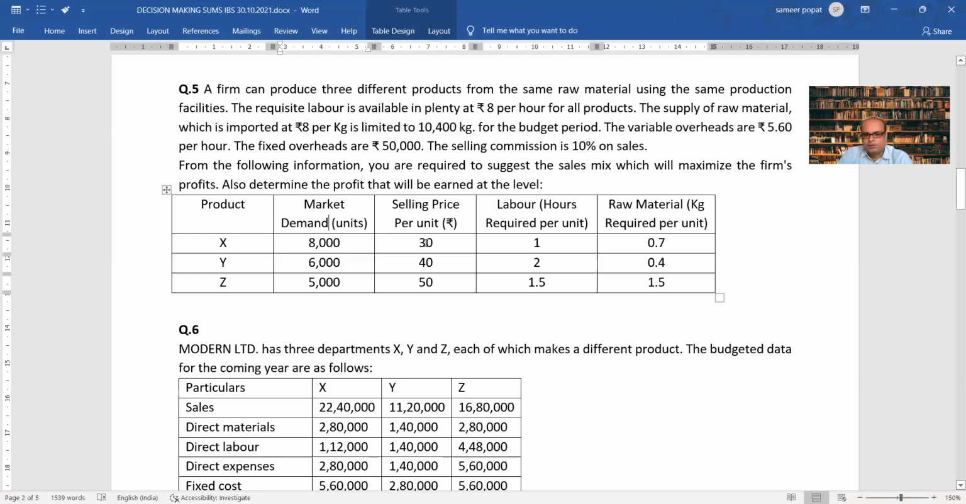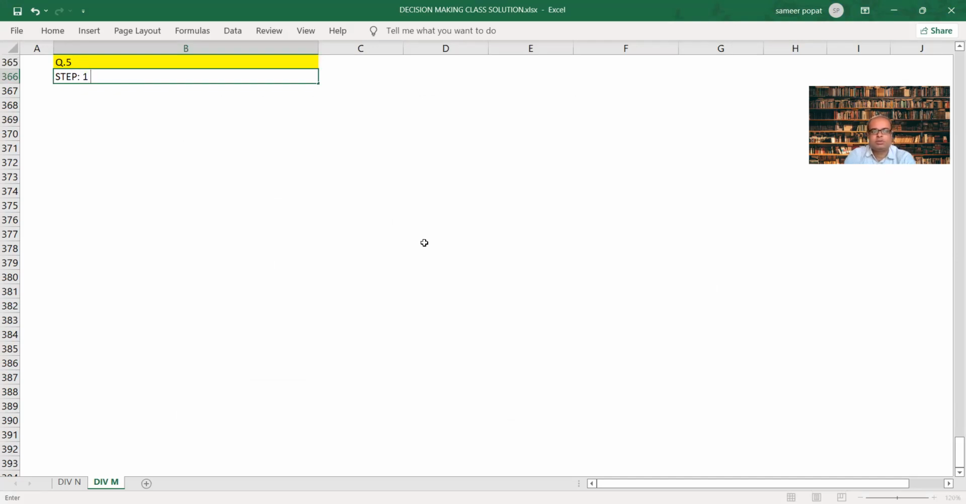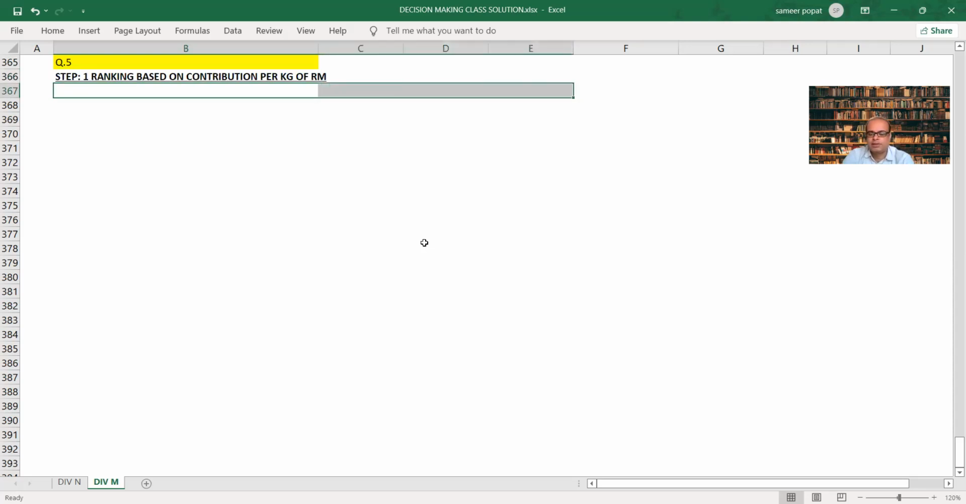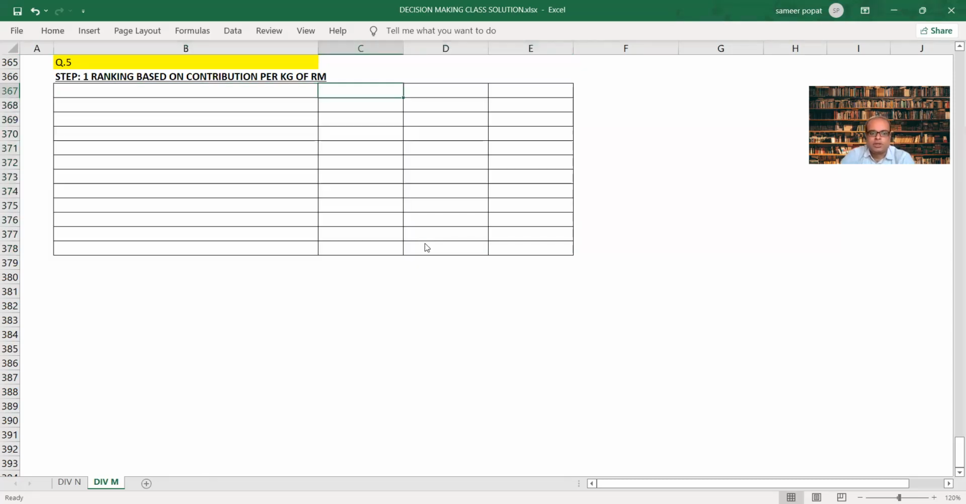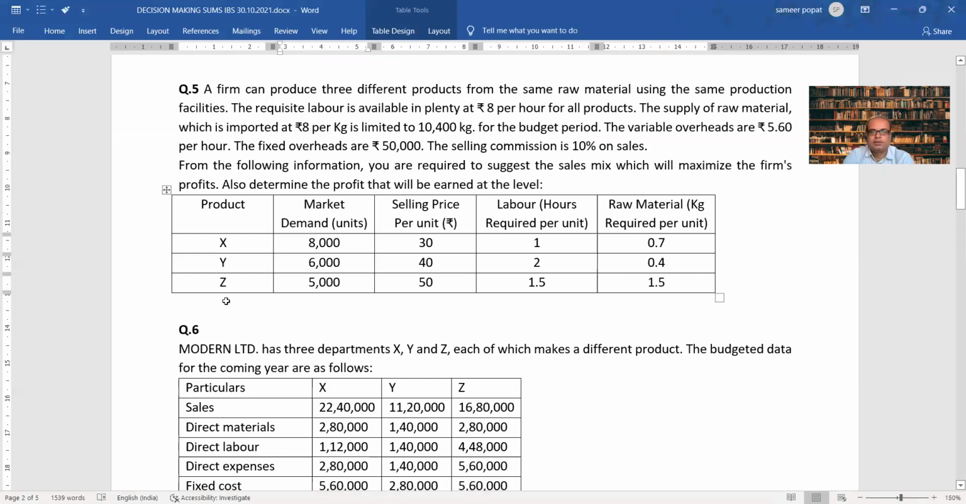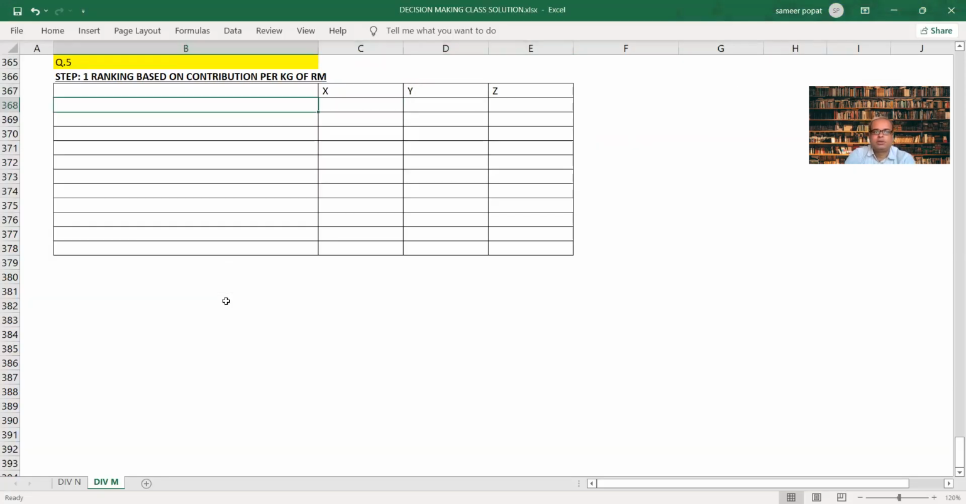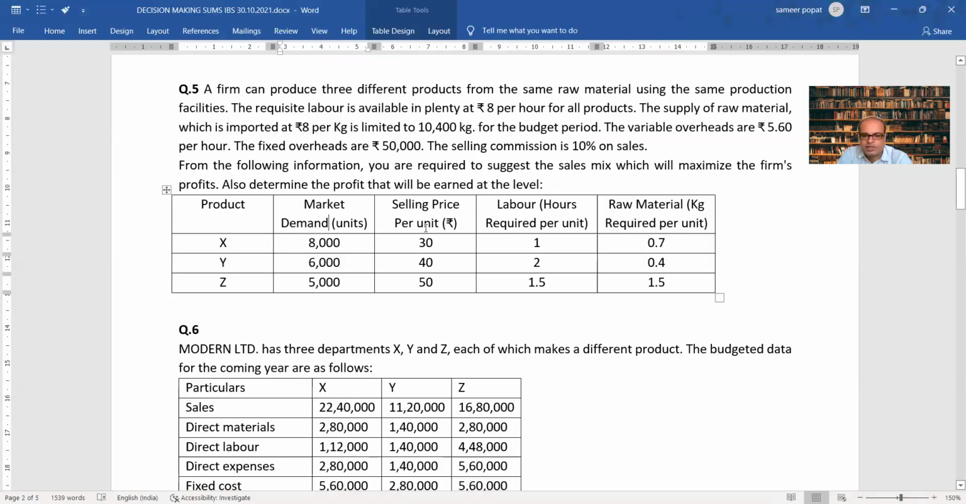We will start with the first step, that is ranking based on contribution per kg of raw material. Here raw material is a key factor, so based on that, we are going to give the rank. Name of the product is X, Y, and Z. Let us start with sales. Selling price is given here, 30, 40, and 50.